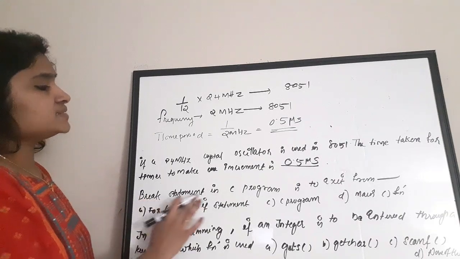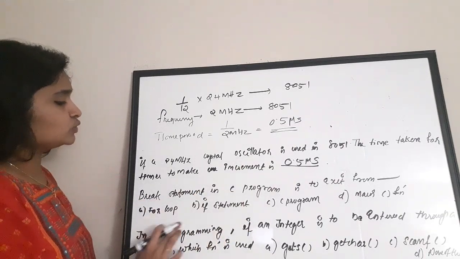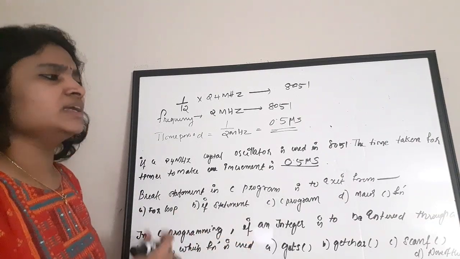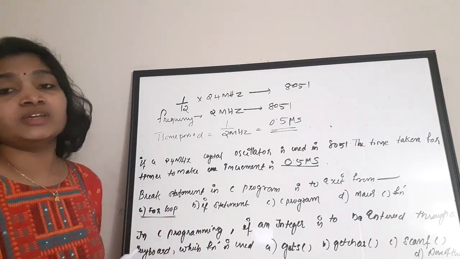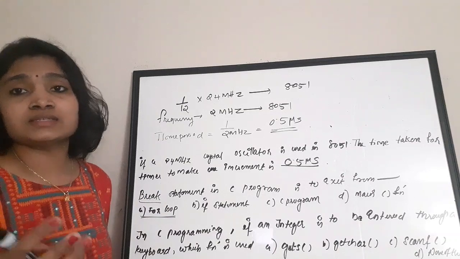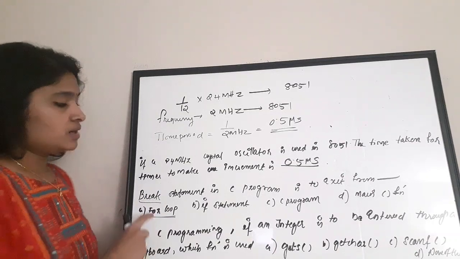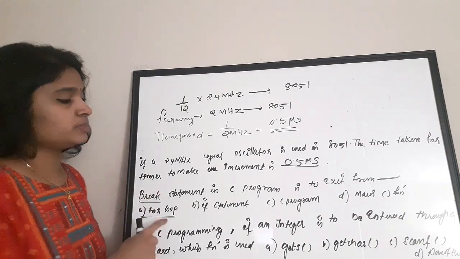Next question: break statement in a C program is used to exit from dash. A, for loop, B, if statement, C, C program, D, main function. The correct answer is A. To exit from the for loop, we use break statements. There are also cases when a fixed count is given to the for loop, but break can be used for exiting from the for loop.